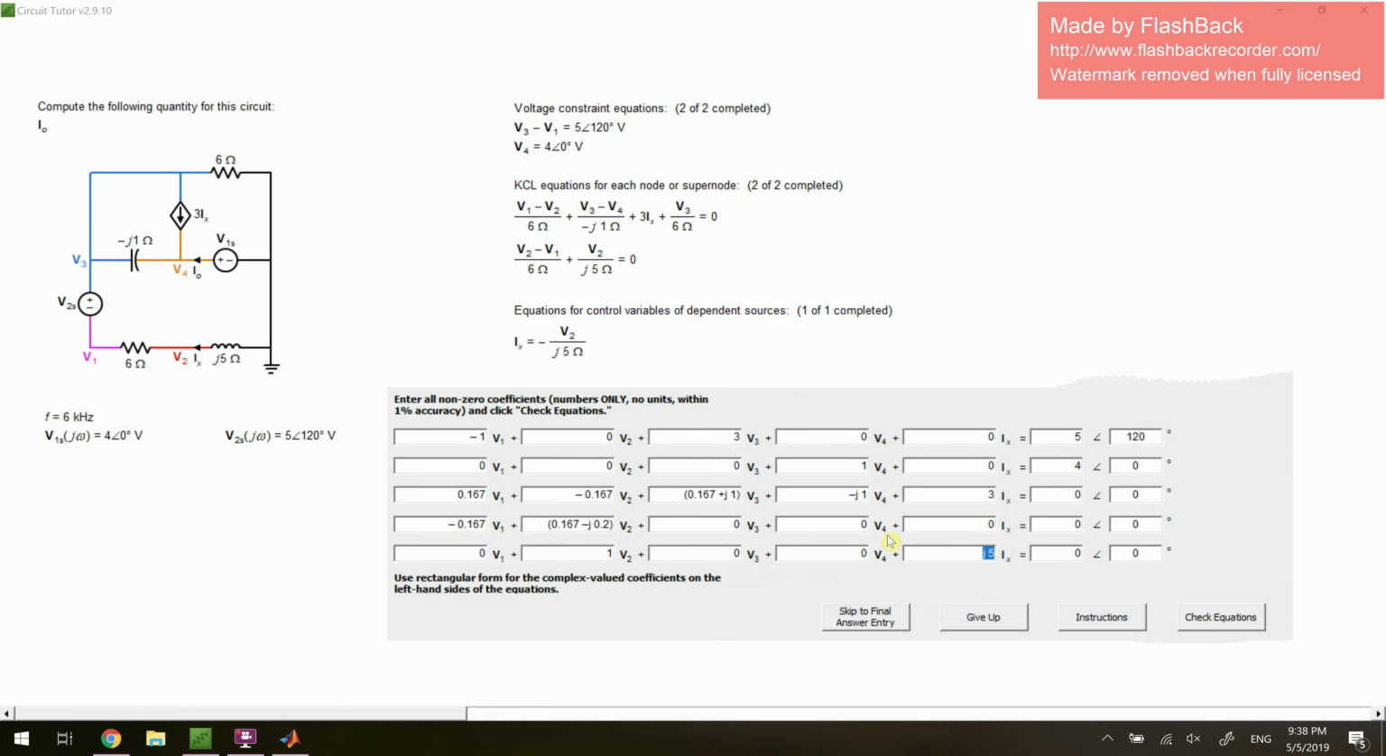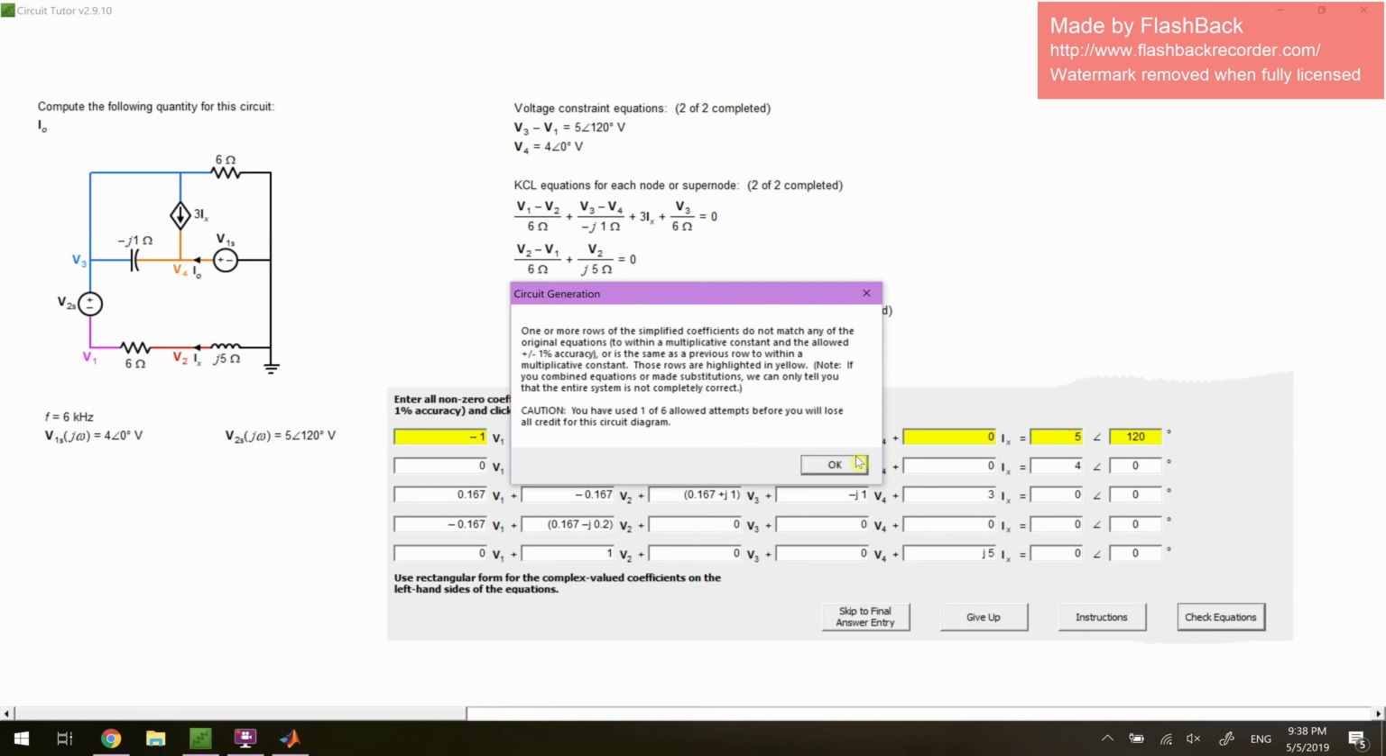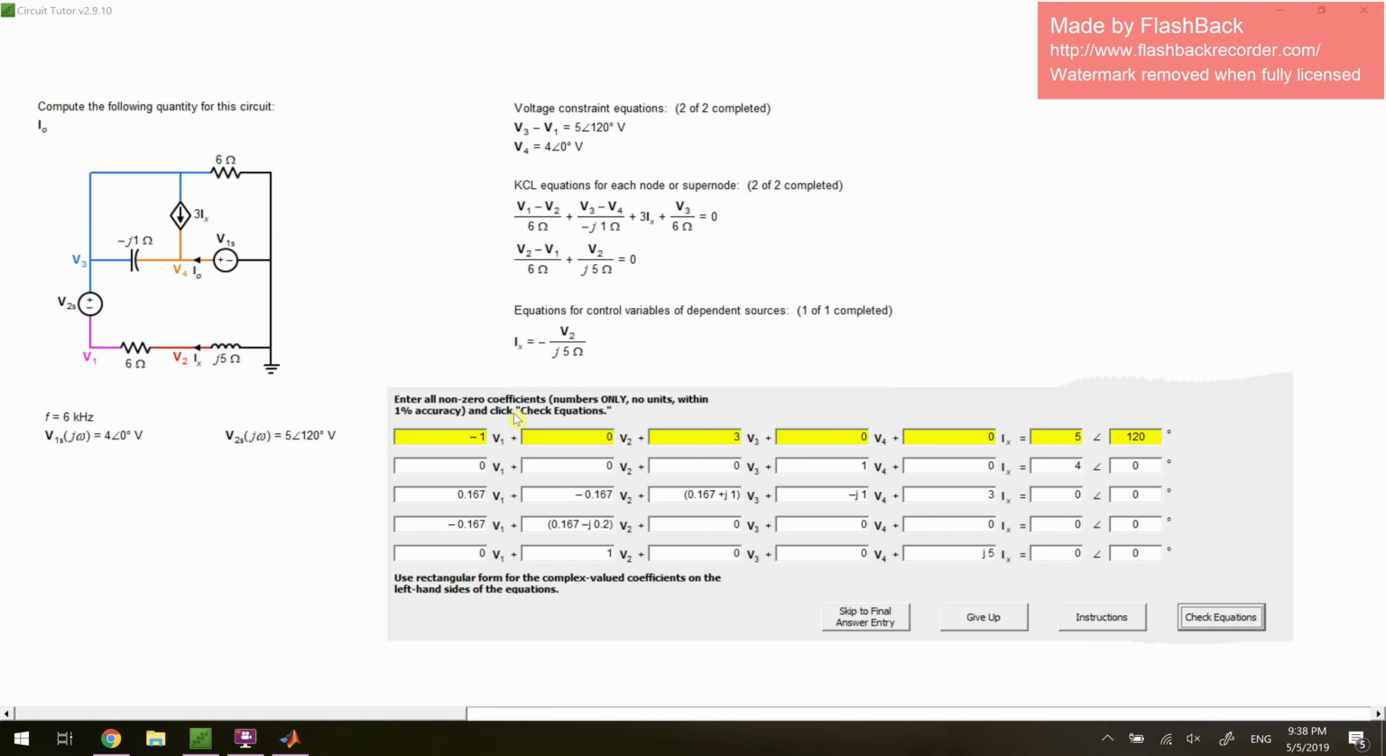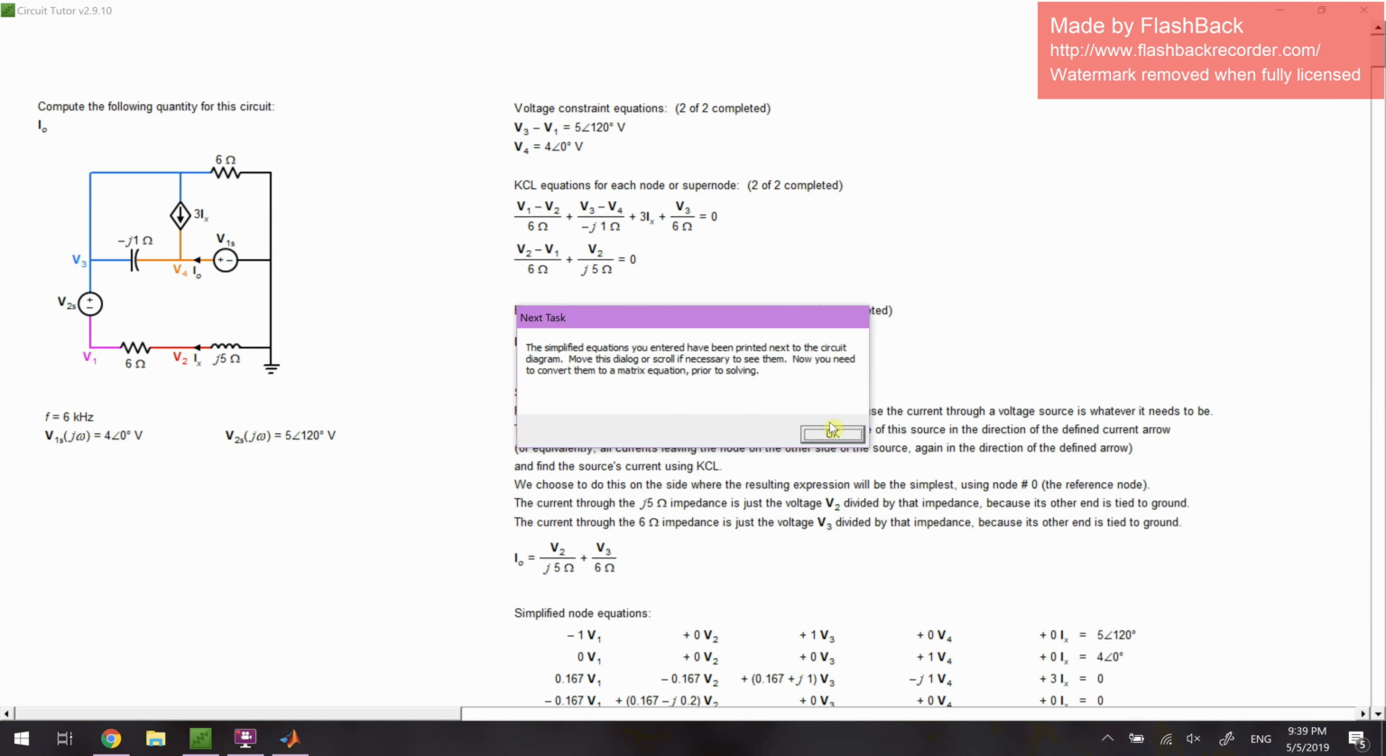So now we're going to check all of these, and it looks like we missed something. So V1 looks good, and it looks like V3, we accidentally put a 3 there, so we change that. All right, it checks out.